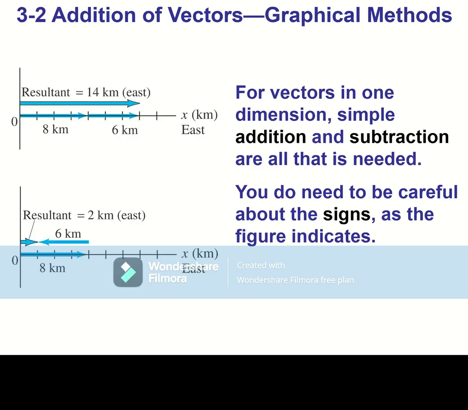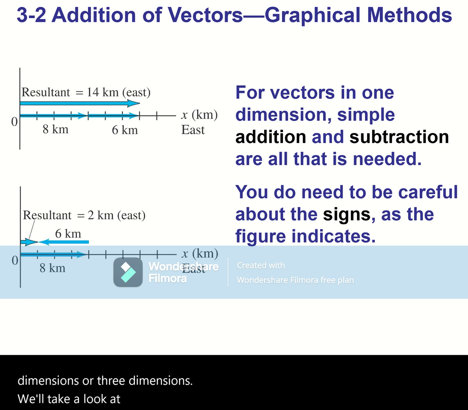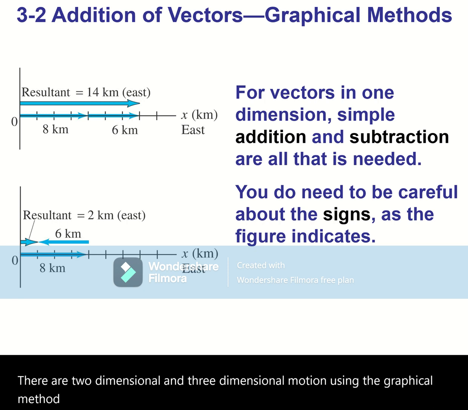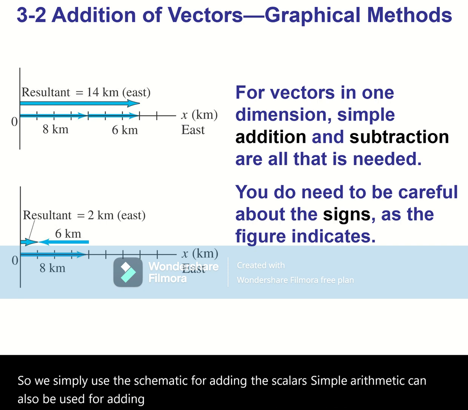Vectors are a powerful tool to describe the motion of an object in two or three dimensions. We'll take a look at how vectors can be manipulated in their two-dimensional and three-dimensional motion using the graphical method here. We simply use arithmetic for adding scalars. Simple arithmetic can also be used for adding vectors if they are in the same direction.